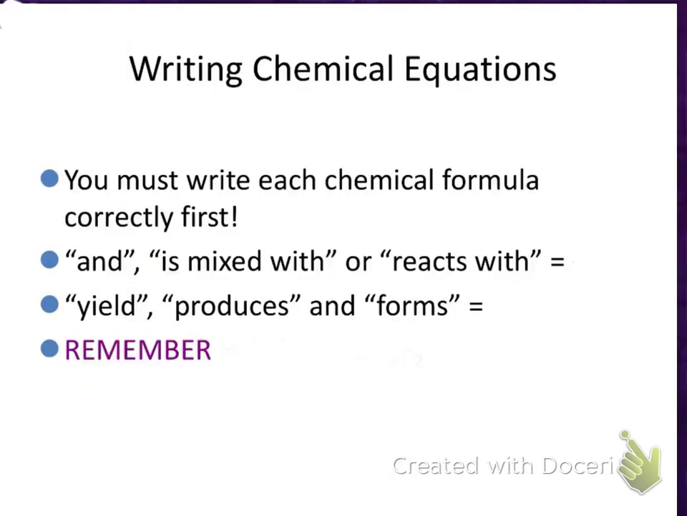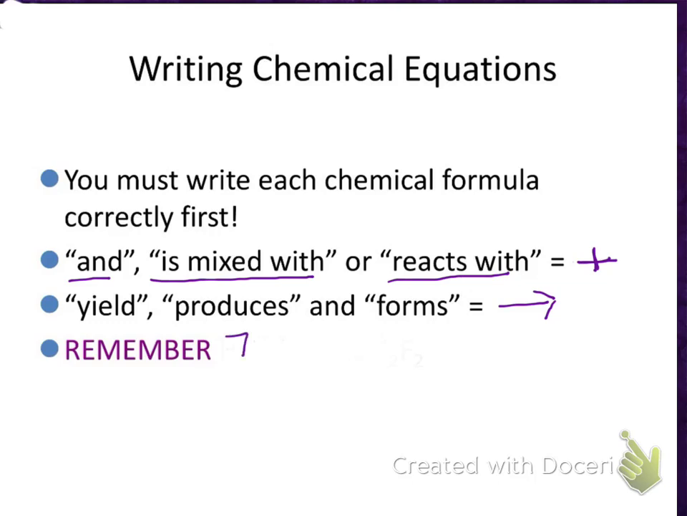As we move on, it's important for us to be able to write a chemical equation correctly. Okay, so if you read in words a chemical equation, the word and, or is mixed with, or reacts with, when we read those words, what we're going to write down in our chemical equation is the plus sign. If we read the word yield, produces, or forms, that's going to indicate where the arrow in our chemical equation goes.